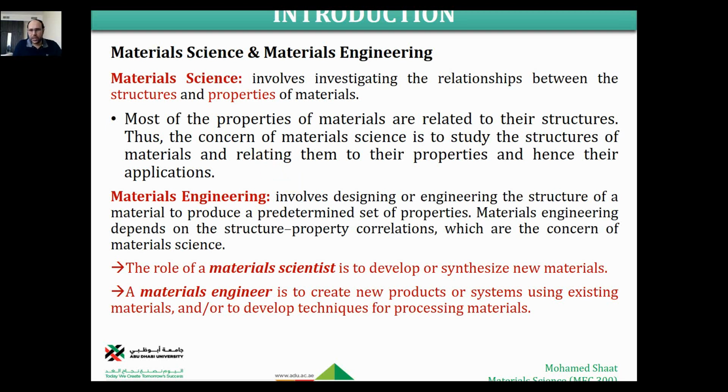Thus, the concern of material science is to study the structures of materials and relate them to their properties and hence their application. If we could find a relation between the material structure and its properties, we can simply recommend a certain material for a certain application. So we can use this material. But if this information is not given, or we have no clue about the relation between the material structure and properties, definitely we won't be able to use this material.